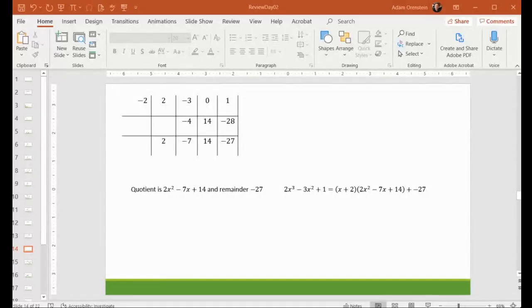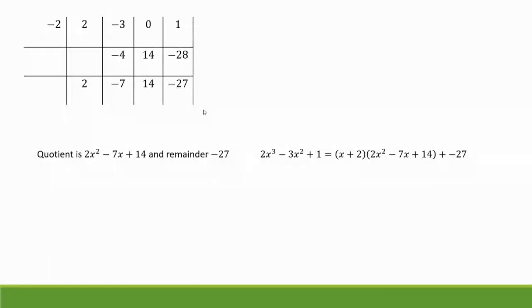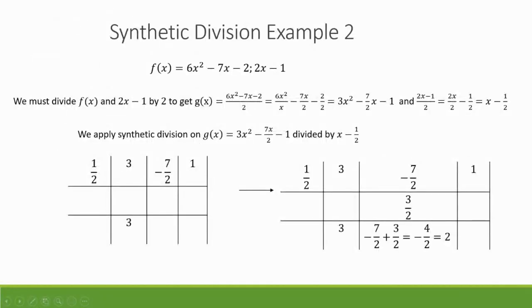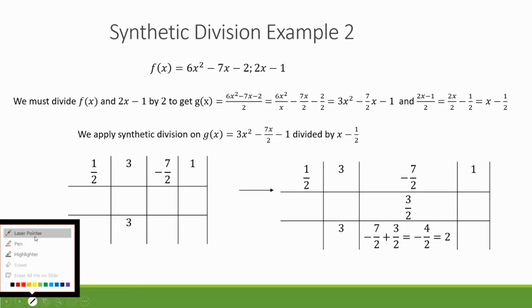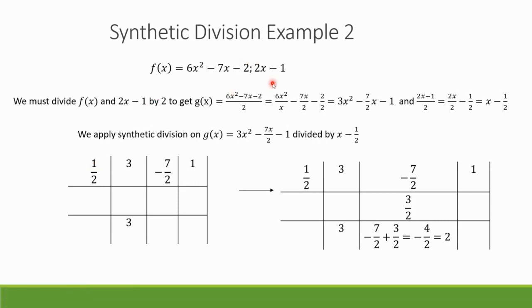Okay, let's keep going then. So I want to do another one. The next one is a little bit different. Okay, let's do it. So we're going to divide, okay? We're going to divide by 2x minus 1. 2x minus 1.